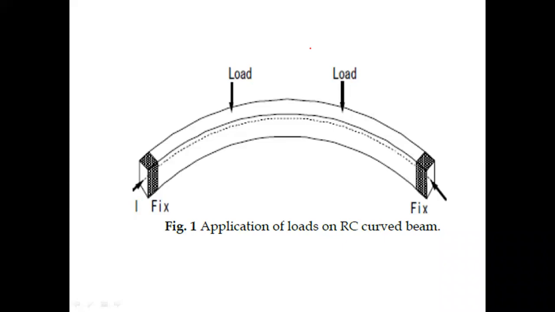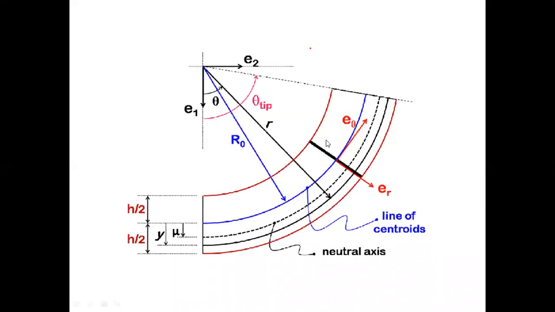A curved RC beam is shown here, with some radius of curvature, where the beam will be subjected to transverse load or vertical load. Here you can see it clearly in the picture. This is the curved beam. In this curved beam, this blue line is the line of centroid.